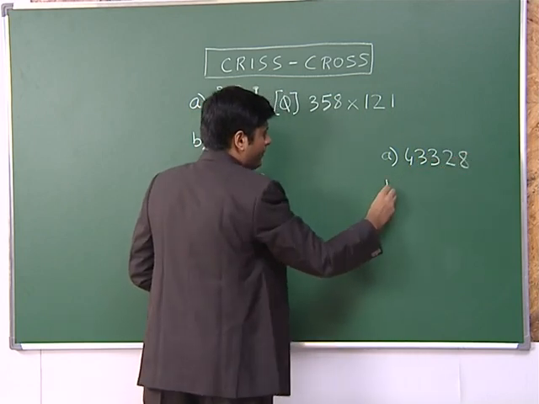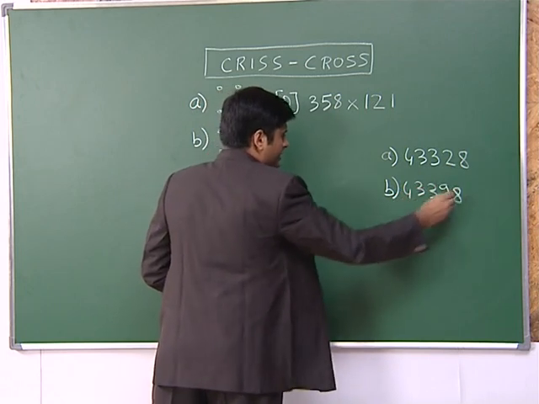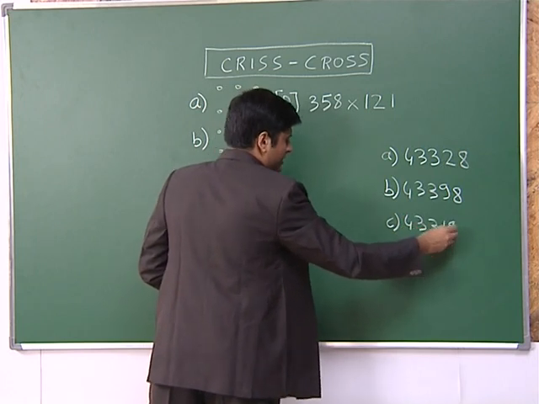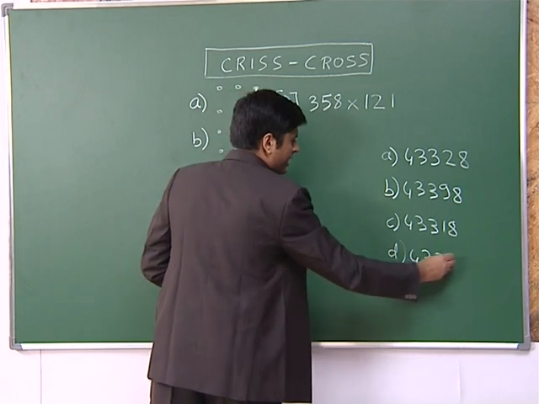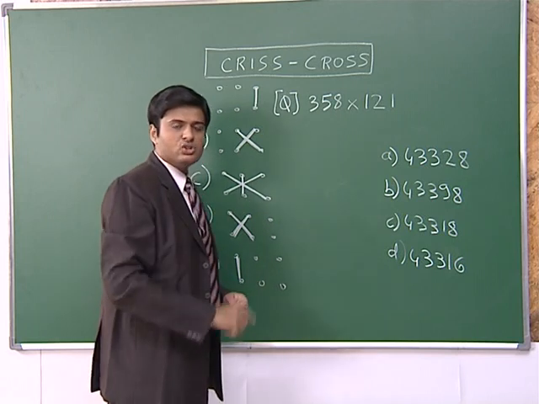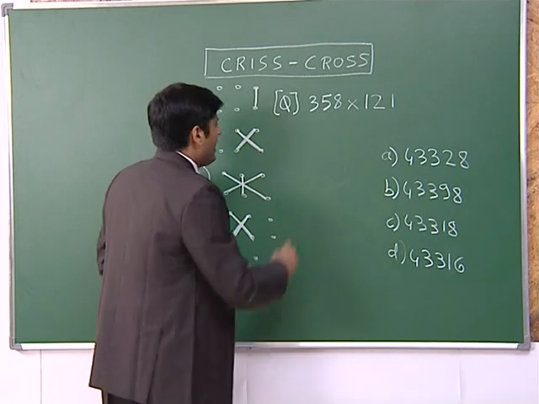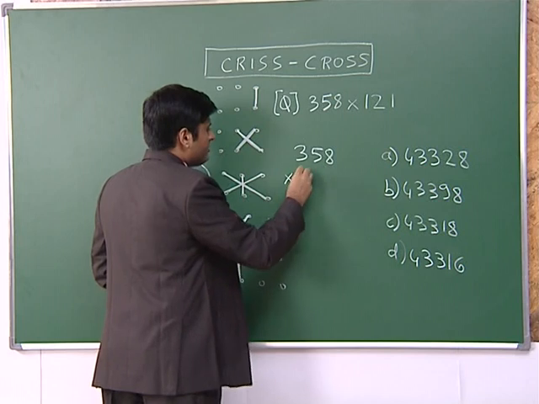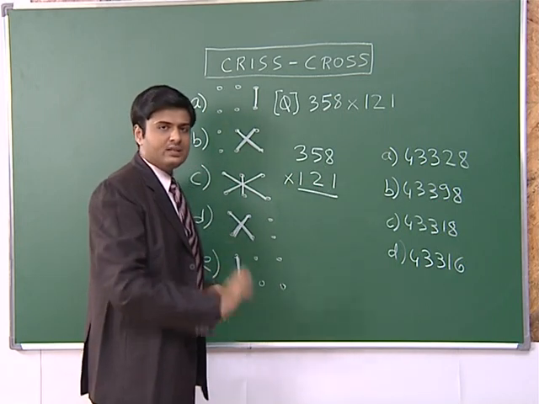Let us say my 4 options are 43328, 43398, 43318, and D, 43316. Out of these 4 choices, I must take any one as the correct answer. So let us see how we can do it. I write my question here, 358 times 121, and I apply my Vedic math system.